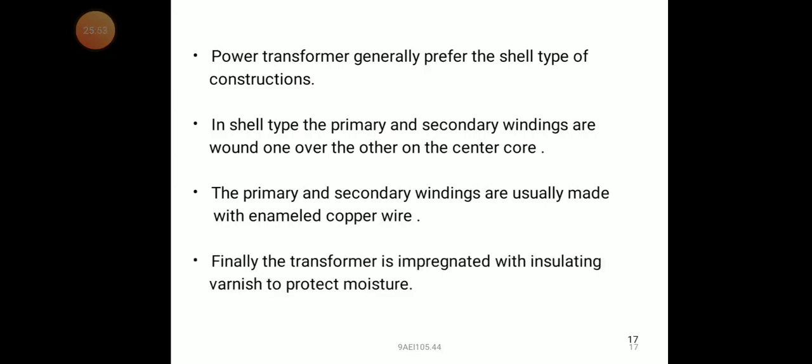Finally, the transformer is impregnated with insulating varnish to protect against moisture. Without this, whenever we put the transformer in the environment, some moisture may form on the windings. Because of this moisture, they may harm the transformer and damage the windings. In order to avoid that, after making everything, finally the transformer is impregnated with insulating varnish to protect against moisture.